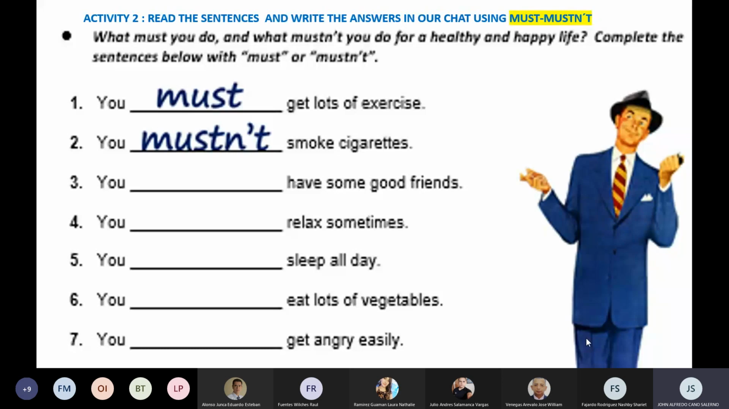Turn your microphone on. You must have some good friends. Yes, very good. Thank you, Julio. You must have some good friends, okay? It's like debes tener algunos buenos amigos. What about number 4? You must relax sometimes. In Cartagena, yes? Yes. Okay. You must relax sometimes. Yes, very good. Okay, what about number 5?